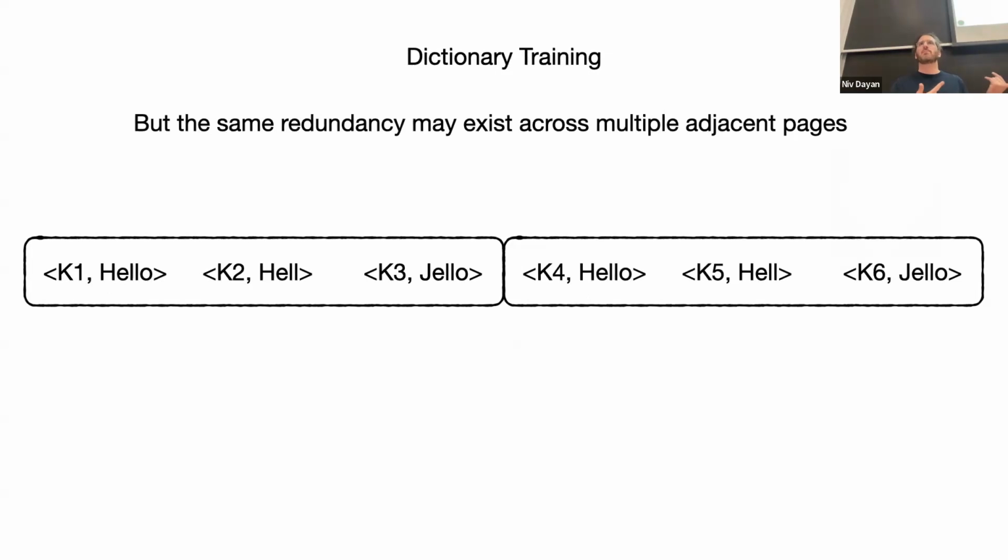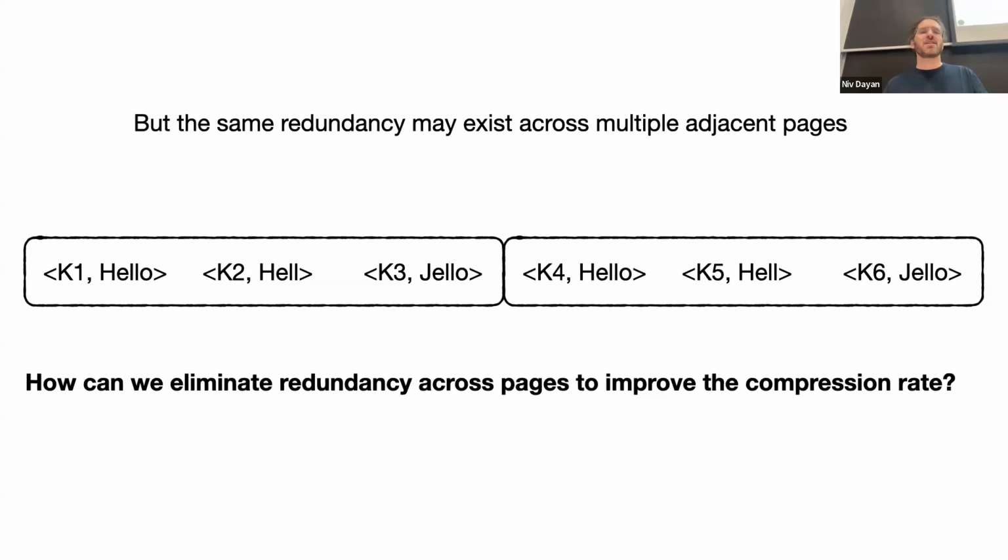But in this application, we have multiple pages. And these pages might have some redundancy across the pages, right? So you might imagine the following example. Here, the keys are different, but the values are completely repeating. So wouldn't it be nice if you could also eliminate redundancy that exists across pages to get an even better compression rate and not have to compress every page from scratch? So does anybody have an idea of how we might do this?